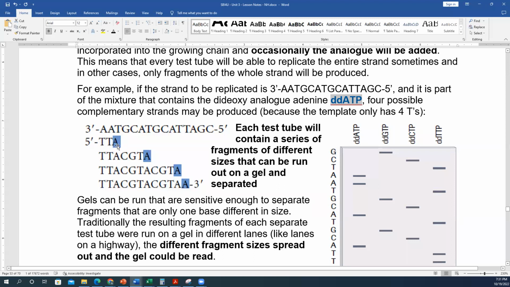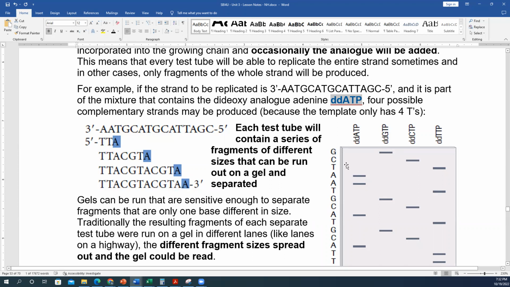So some of your chains will stop at this first one. Some of your chains will be able to go past this first one. And then the next time the polymerase sees a T, it might grab one of these low concentration ddATPs. So this test tube will have a series of these fragments of all these different sizes. It will have these 4 different fragments that will be run out on the gel and separated.